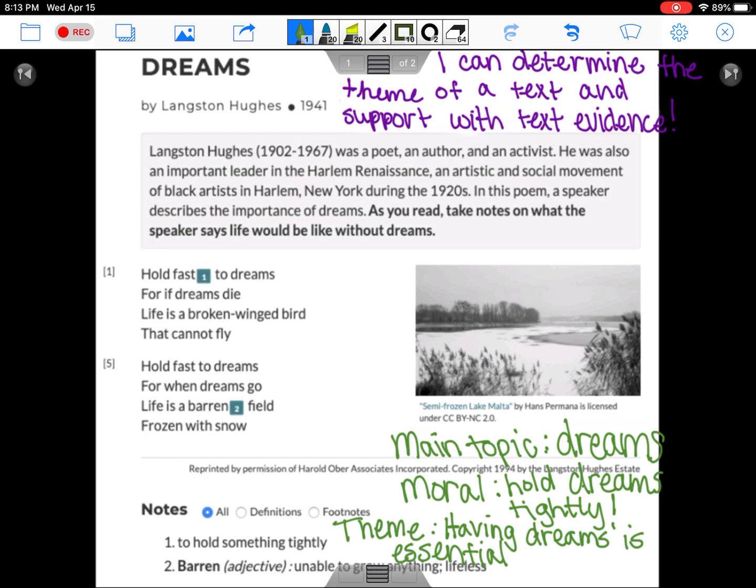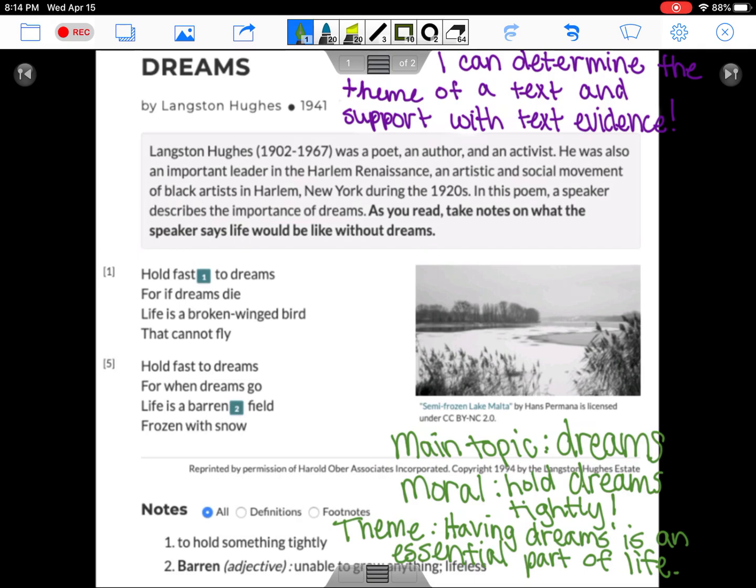Having dreams is essential part of life. Another way to state that would say having dreams is a necessary part of life. Basically, that word essential here is telling us you must have it. Life without dreams is going to be pretty bad. That is the theme, that's the idea here that the author is trying to communicate through this poem.